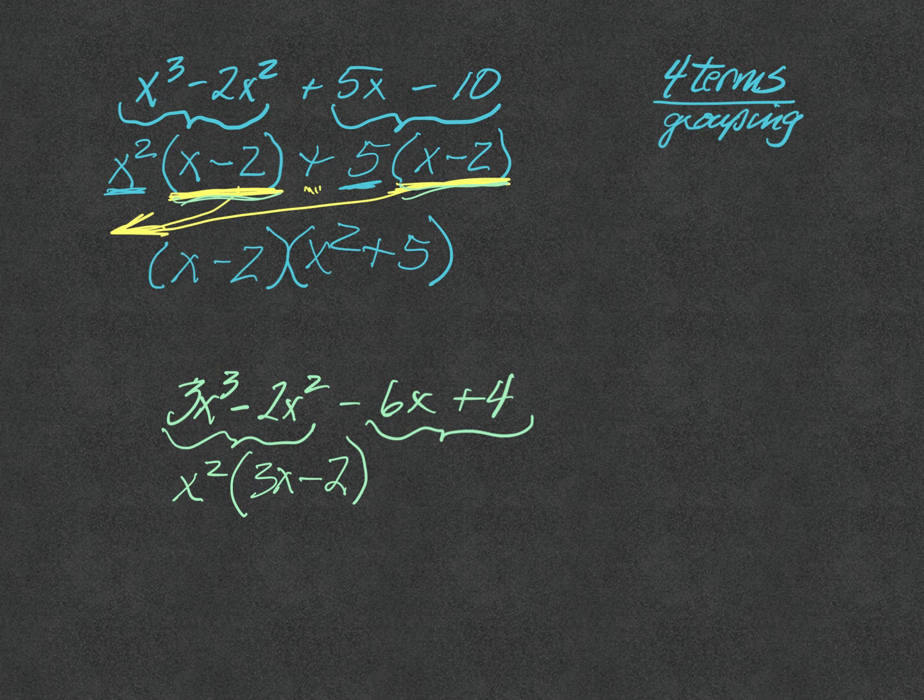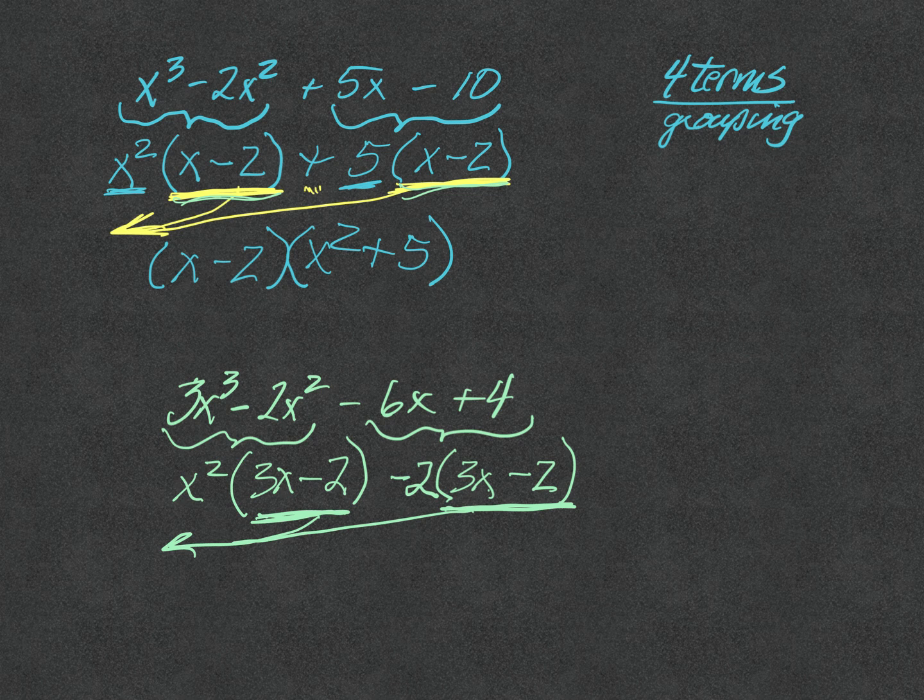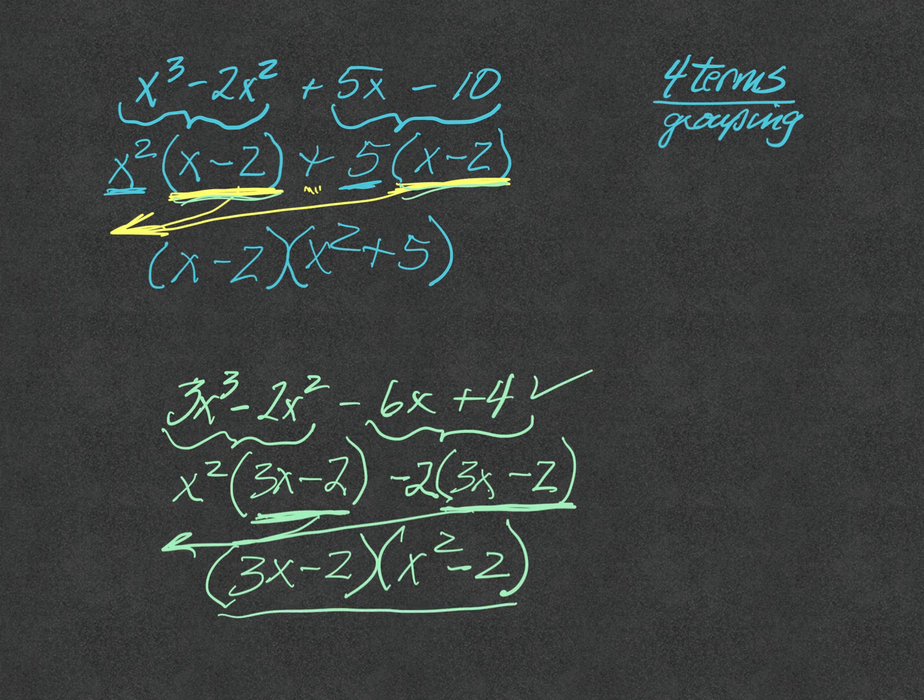Now, the next one, we want the group to match. And we want a positive 3x in here. That means I'm going to need to factor a negative 2, because negative 2 times 3x is negative 6x. And negative 2 times negative 2 is positive 4. So there's my common group, the 3x minus 2. So now I factor out that common group, 3x minus 2, and I write what's left, x squared minus 2. And this is a complete factorization of that. Okay? So that's sort of the problem types and the way you do them.